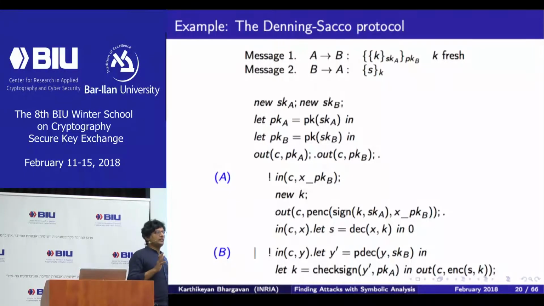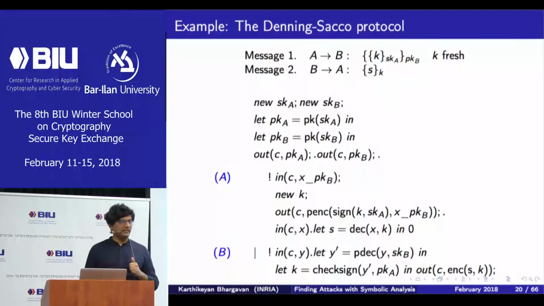Now, you might decide that maybe A should only talk to B, but not to other servers. But let's be a bit more general here. So A waits for a message from the adversary. The first thing it does is it waits for a message from the adversary on the channel C. And the adversary says, please send a message to X_PKB. That's the public key of the receiver to whom I want you to send the first message.